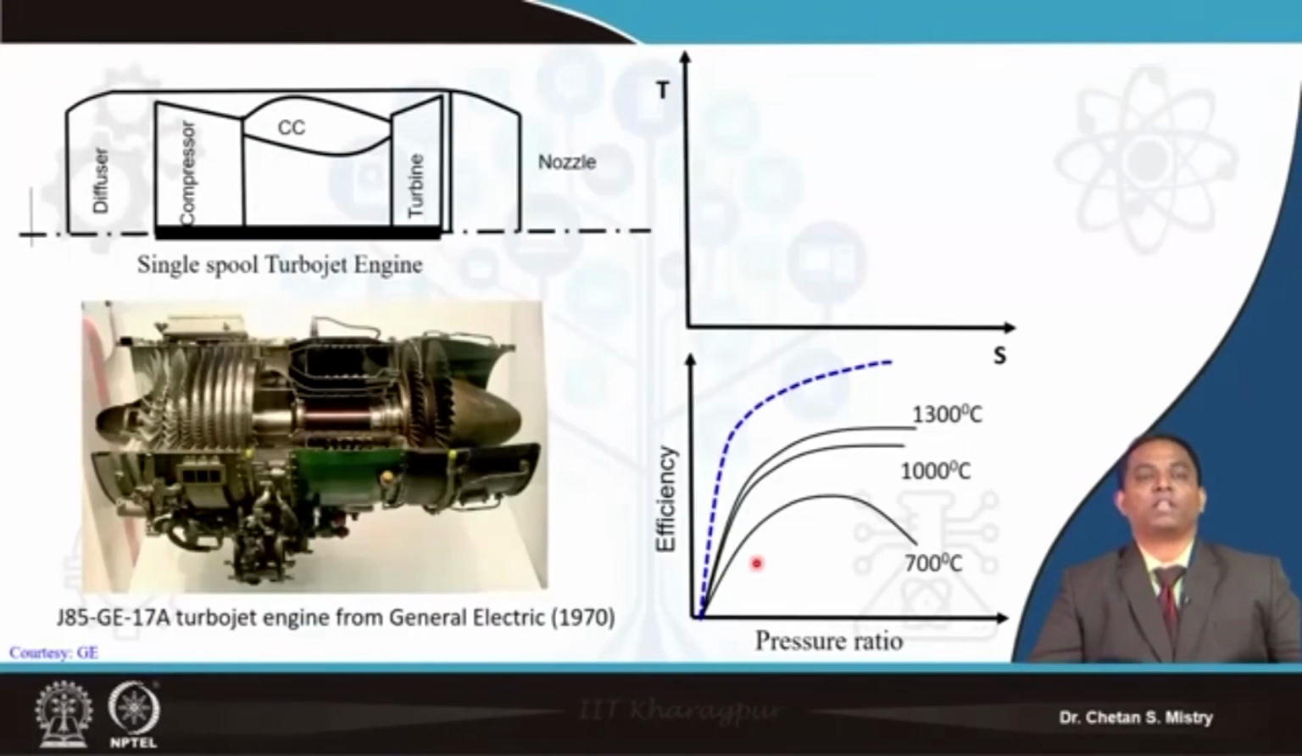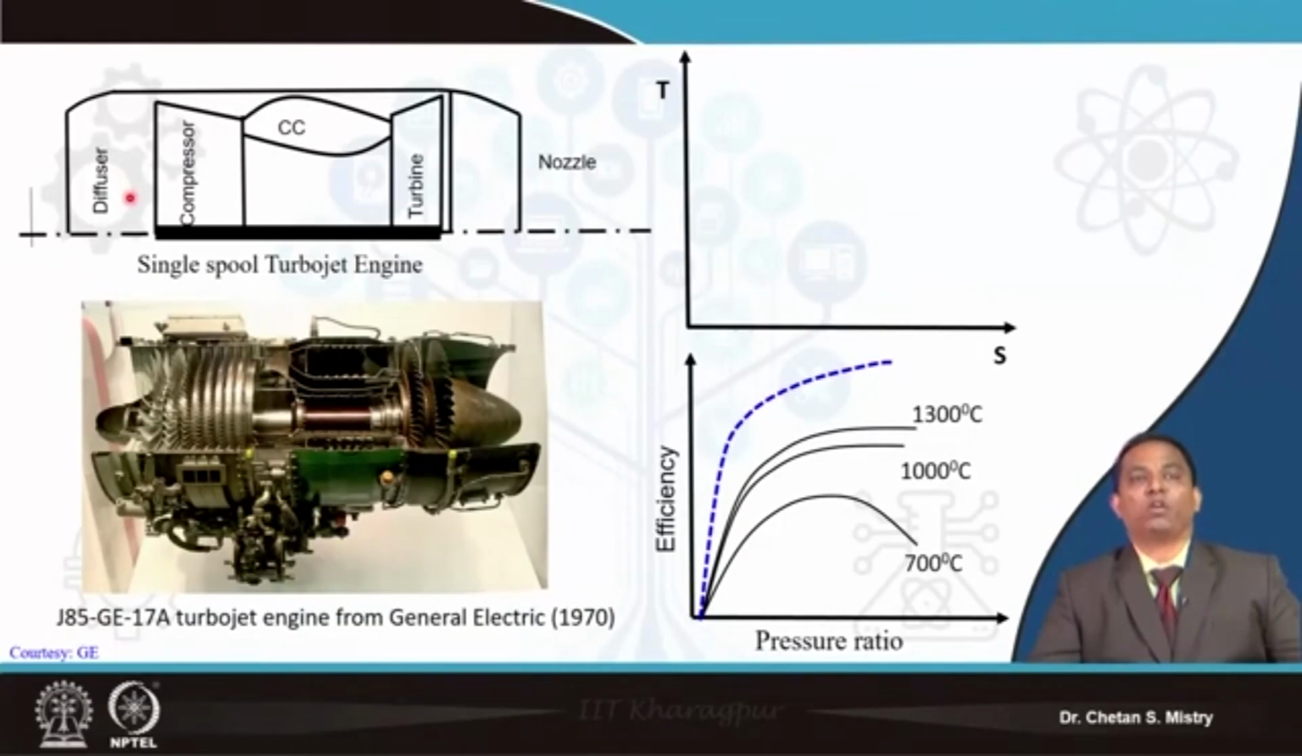This represents the cut section of a single shaft turbojet engine. This turbojet engine comprises the diffuser. The next component is the compressor, which is an axial flow compressor. We have the combustion chamber, followed by the turbine, and in the exhaust I have the nozzle. This engine is used for propulsion, that is, it generates thrust.